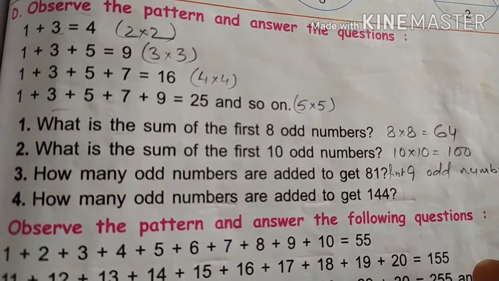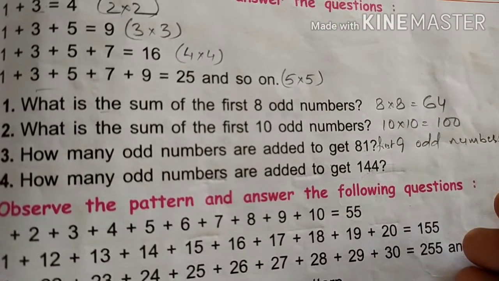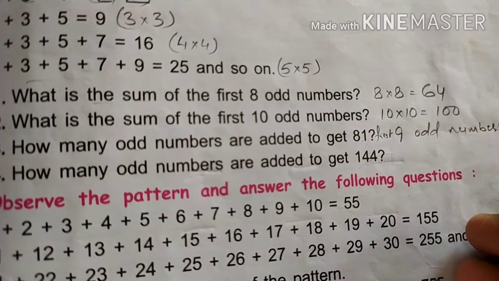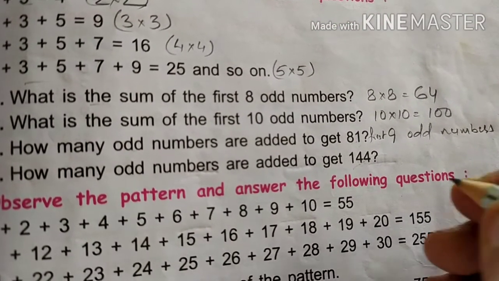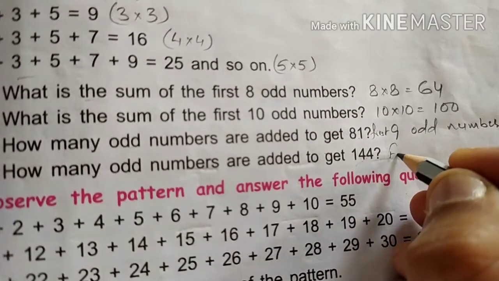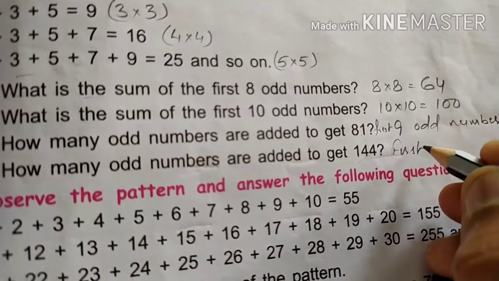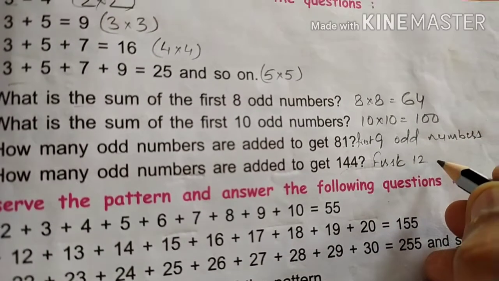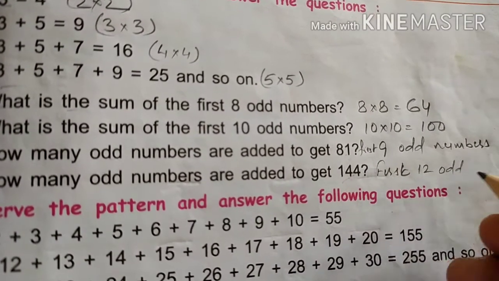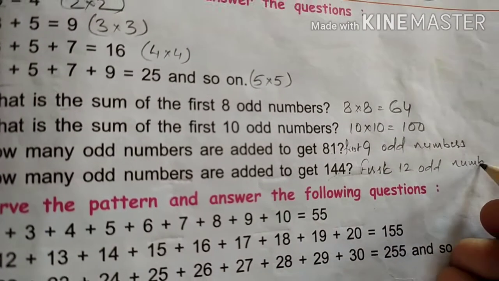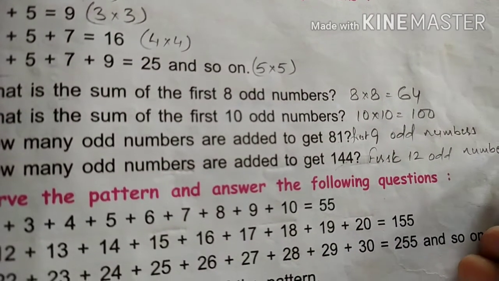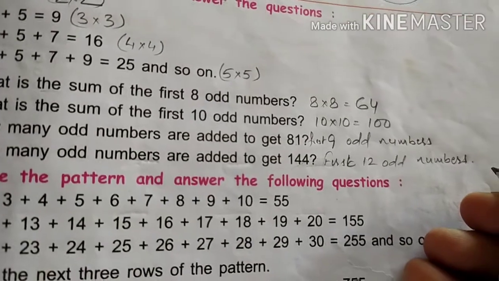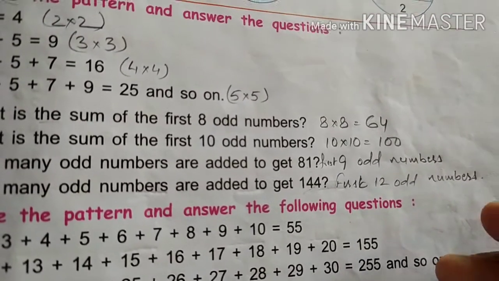Isn't it so? Now for finding the sum, how many odd numbers are added to get 144? So first 12 odd numbers. Is that clear?